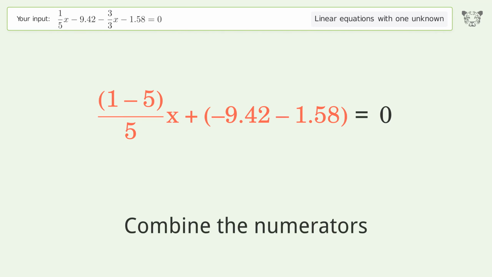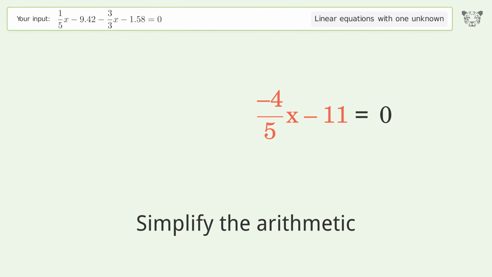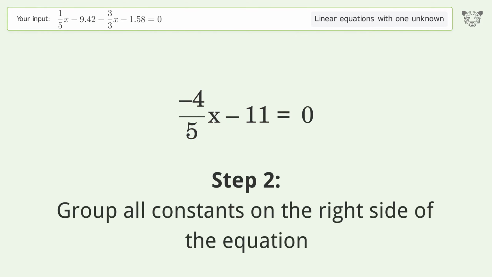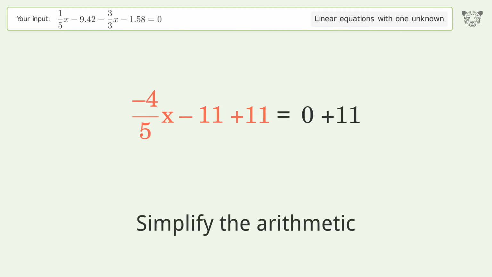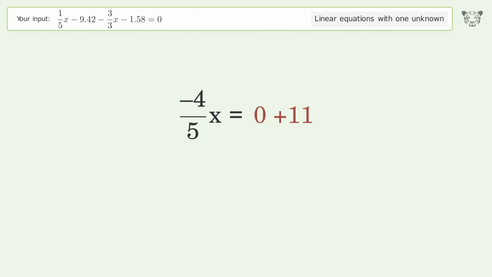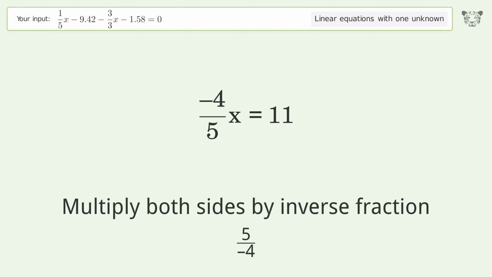Combine the numerators. Simplify the arithmetic. Group all constants on the right side of the equation. Add 11 to both sides. Simplify the arithmetic. Isolate the x. Multiply both sides by inverse fraction 5/-4.